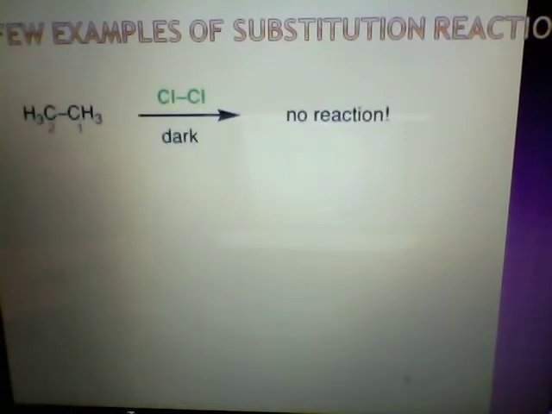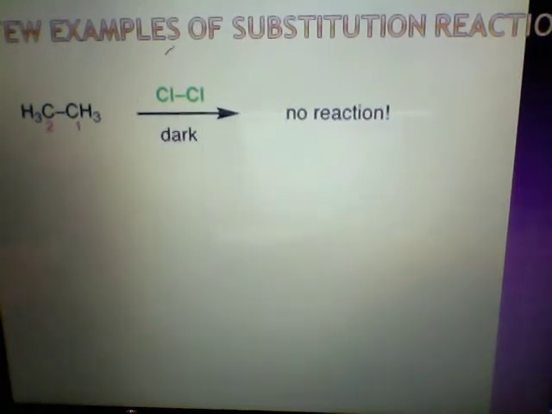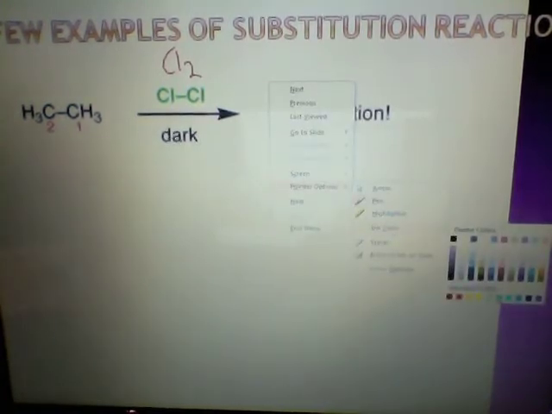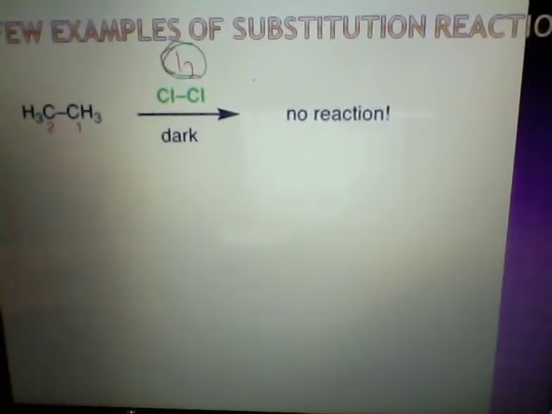Chlorine is also a halogen, so it will have one single covalent bond, or it will exist as a Cl2. Okay, and we remember that chlorine is actually a green color. So it exists as a very toxic gas. Now, if we react it in the dark with ethane, there is no color change, no reaction.